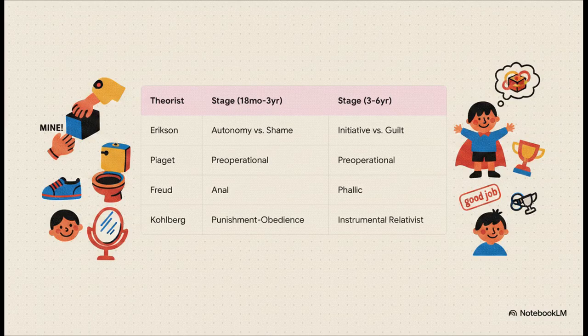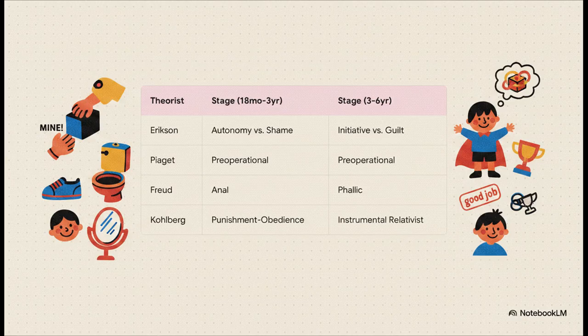Just look at this table. You can see how fast they evolve. The toddler, from about 18 months to 3 years, is all about me and mine. Erikson calls this autonomy, their drive for independence. And Freud connects it to the anal stage, which is all about gaining control over their own body, like with potty training. Then, the preschooler, from 3 to 6, starts to develop purpose.